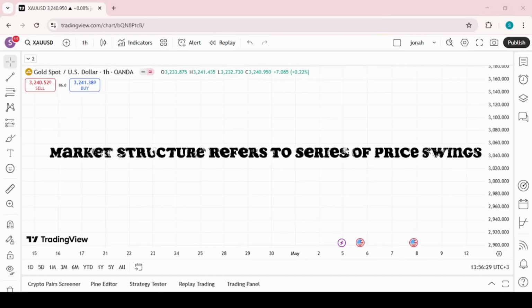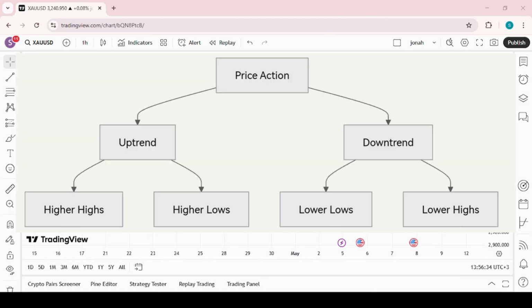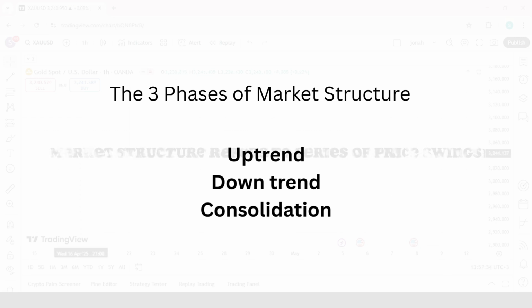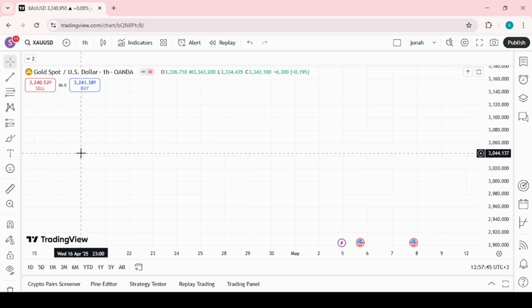Market structure is just the pattern of price swings. What I mean by that is it's a series of higher highs and higher lows, or lower highs and lower lows, and these help us determine the trend direction. This brings us to the 3 phases of market structure: the uptrend, the downtrend, plus a consolidation stage.